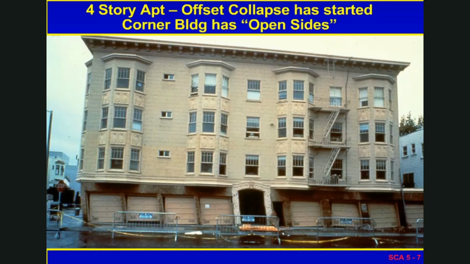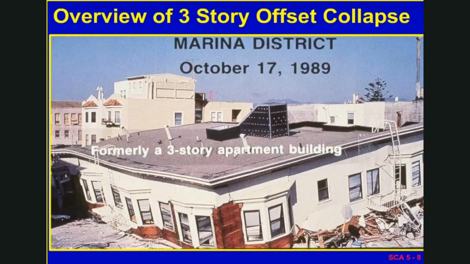The other thing about this offset collapse is that a building has to have some place to go if it's going to collapse this way. So normally they're buildings on a corner, or they have space next to them, and so they'll go in that direction. A building that's in the middle of a block, where all the buildings are next to each other, might have the same kind of damage, but it can't go anywhere, and so it may not collapse.